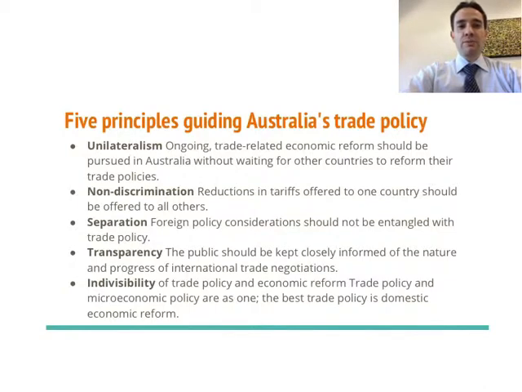Transparency, policy should be open to the public, and indivisibility, so trade policy and microeconomic reform should act as one, and this will lead to better economic outcomes for Australia and also better microeconomic reform for Australia as well. So in essence, Australia pursues economic policies of free trade because of its outcomes, and Australia's reliance on trade and also investment from abroad.